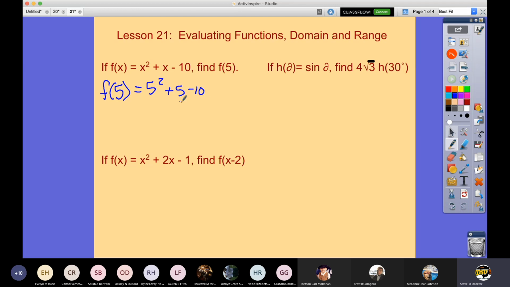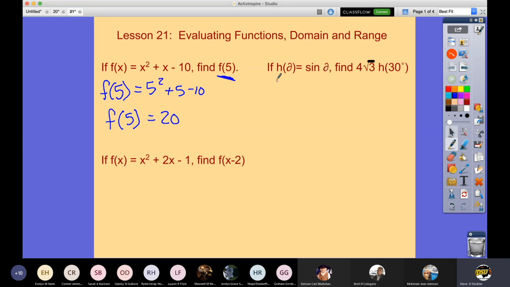All right, so from here, we've got 25 plus 5 is 30, minus 10 is 20. So f of 5 equals 20. All right, we do not move this 5 at all. Just leave it right there. All right, because remember what we're trying to find is f of 5.